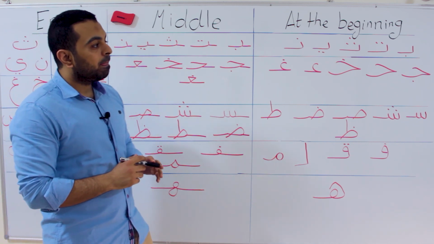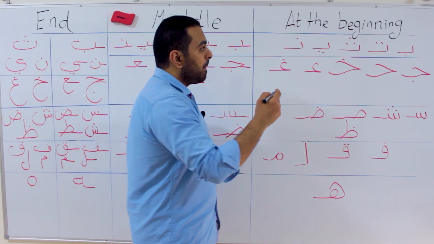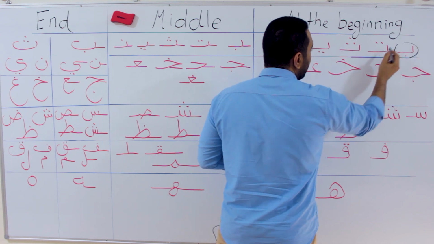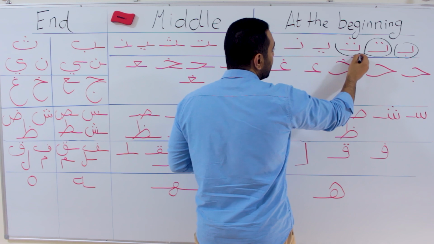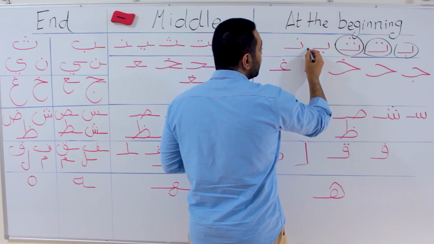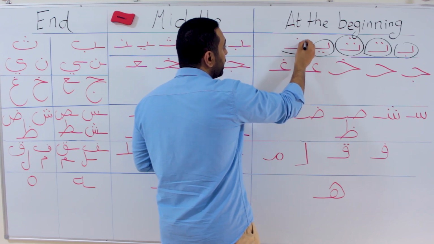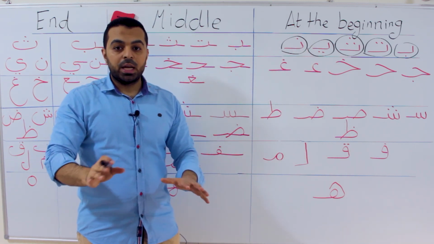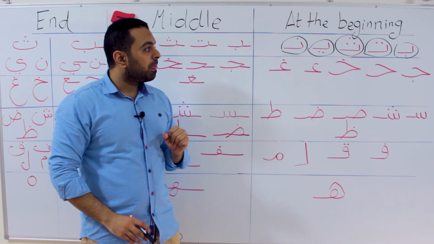Now, the first group is ba, ta, sa, and also ya and noon. All of them come at the beginning of the word like this, okay?